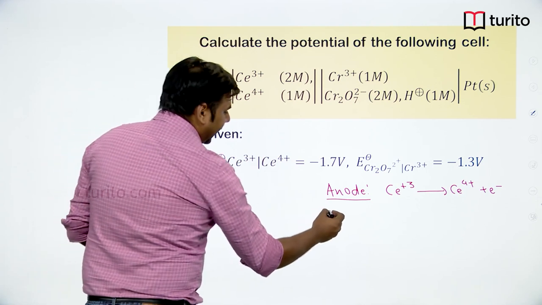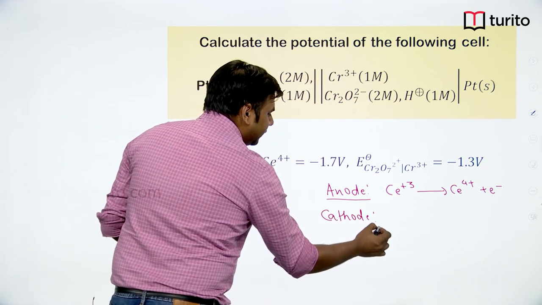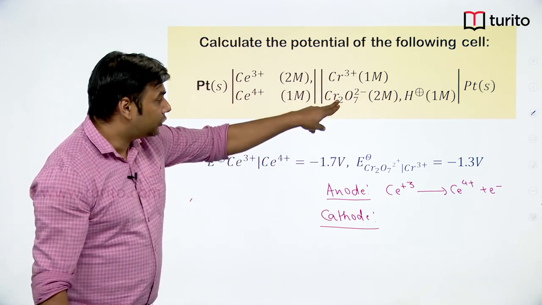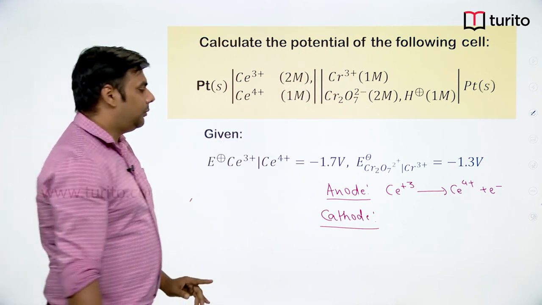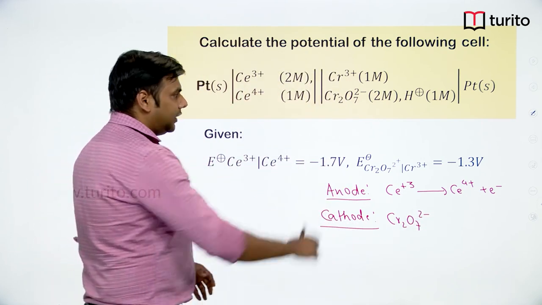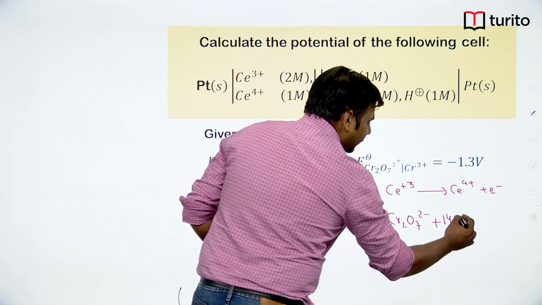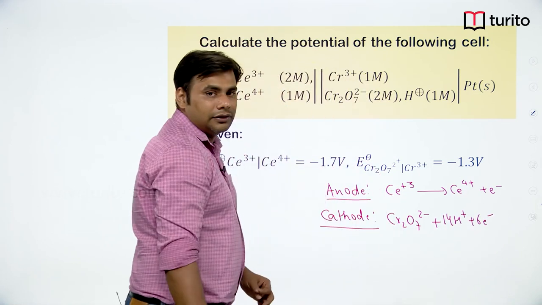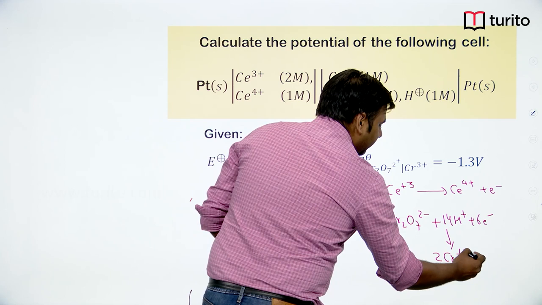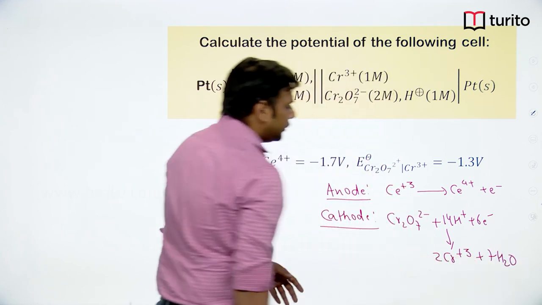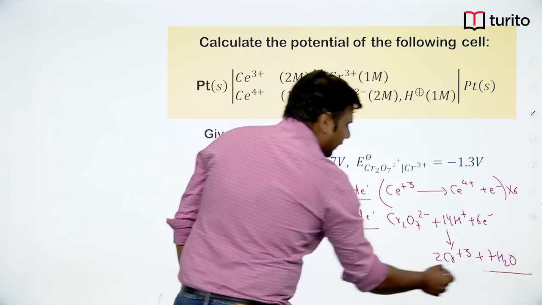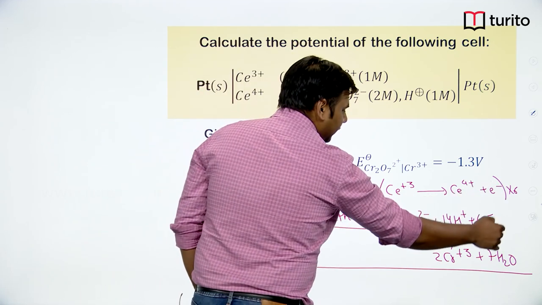And at the cathode reduction would take place. Now reduction of dichromate is taking place. We can see that dichromate is changing into chromium 3 plus, because chromium here is in the plus 6 state and it is changing into the plus 3 state. So the dichromate ion is changing into Cr 3 plus in acidic medium. So we'll write this equation: dichromate takes 14 H plus and 6 electrons and changes into 2 Cr 3 plus plus 7 water. So this is the reaction that is happening. To write the overall reaction, we have to multiply the anodic reaction with 6 and add them. When you multiply this with 6, the electrons get cancelled out.